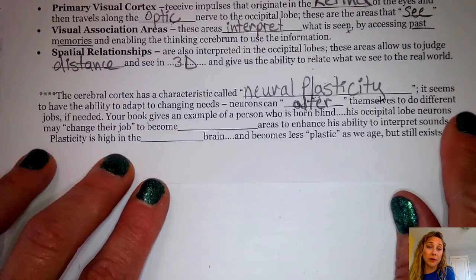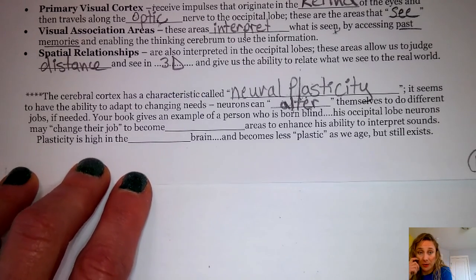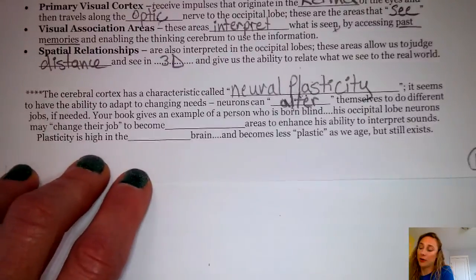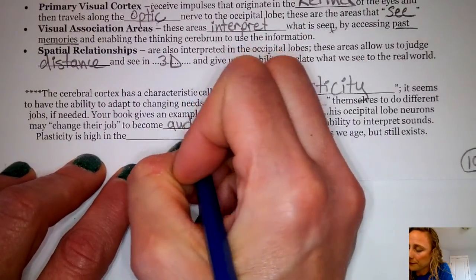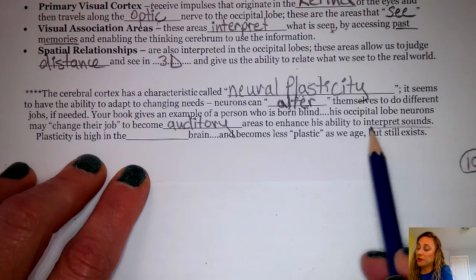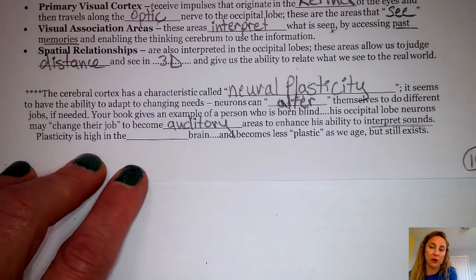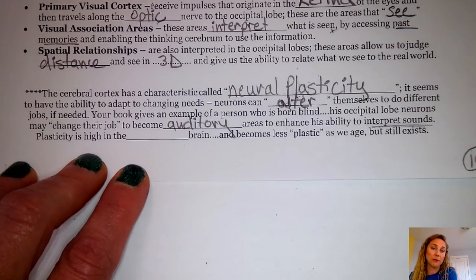So your book gave an example of a person who was born blind, and the occipital lobe neurons weren't being used. So their job changed and actually became more auditory areas, extra auditory areas to enhance his ability to interpret sounds and in hearing. So they usually have enhanced hearing if they're born blind or become blind.